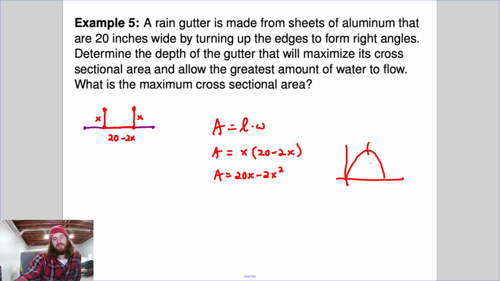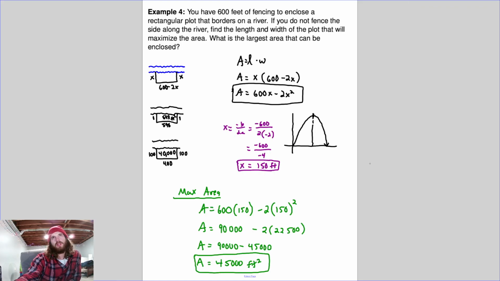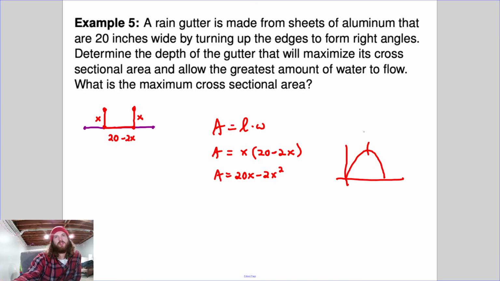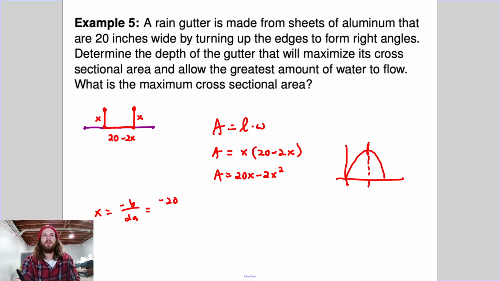There's a couple ways you can do this. I'll use the axis of symmetry. You can also factor this and use the factored form to solve as well, but we'll just forge ahead with the axis of symmetry. So that's x equals negative b over 2a, right? That's where my maximum is going to occur. It's always at that point, which is negative 20 over 2 times negative 2, which is negative 20 over negative 4, which is 5. So when x is 5 inches, we have maximized our gutter.